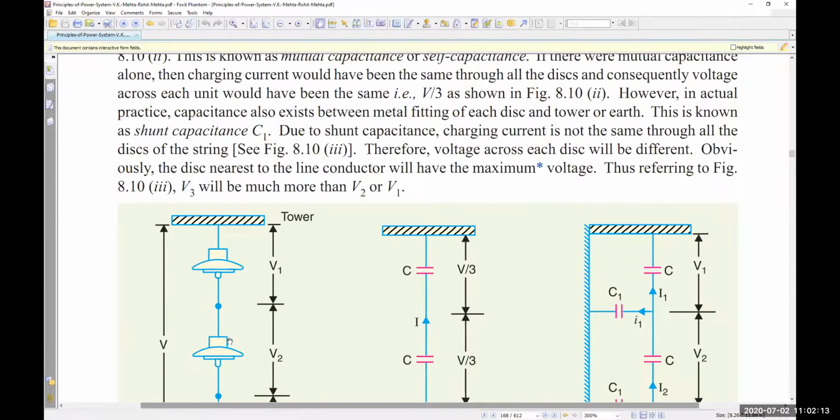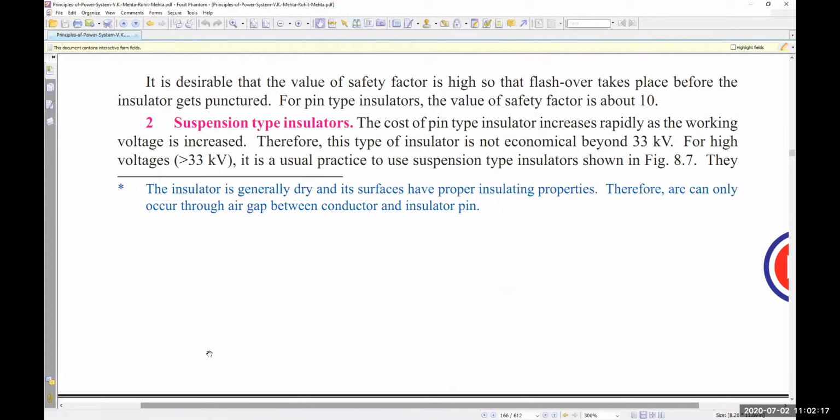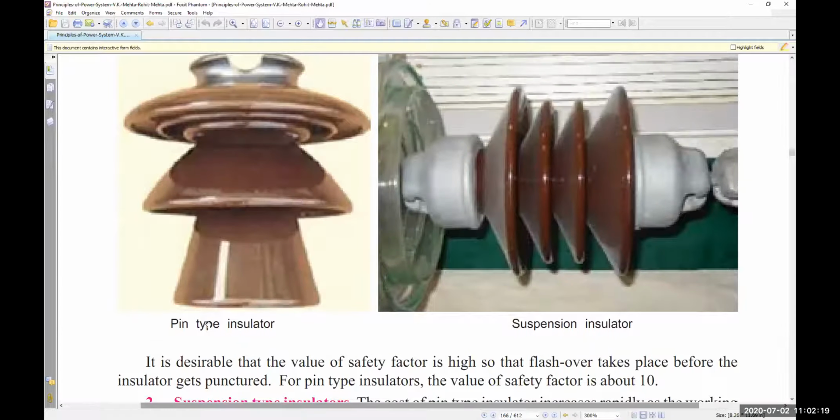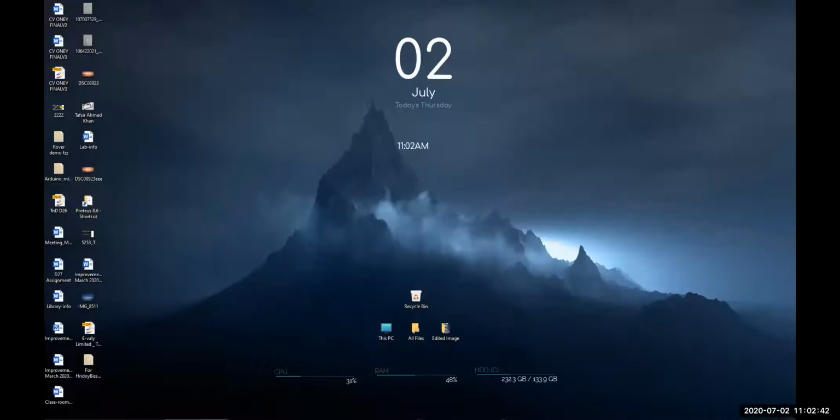Now, one more thing you have to understand. The suspension type insulators are like this. They have a metal link in between. So how are they holding together? Because they have a metal link like this. This is the metal link. Can you see the metal link? This is the insulator. There's a metal link, insulator, metal link. So they are connected together by a metal link. Okay, let me give you some insight.